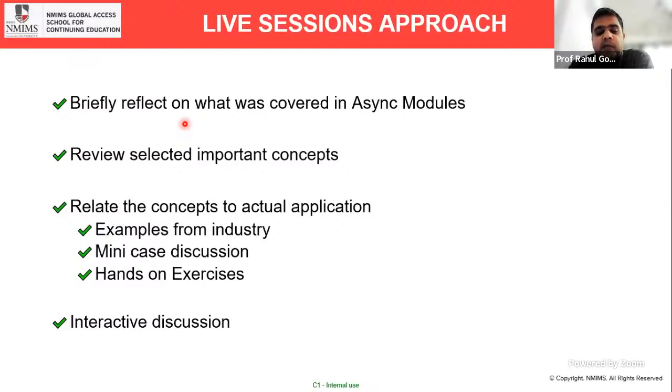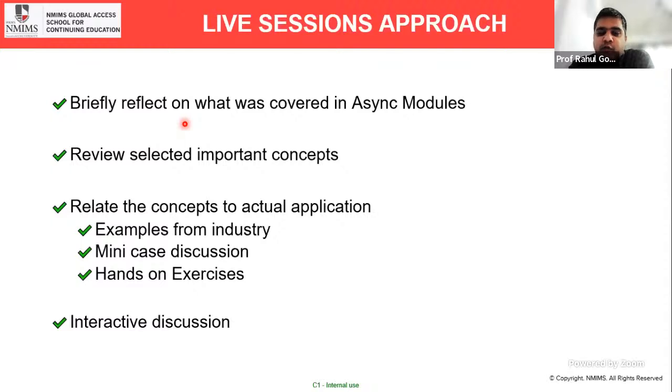And we will try and attempt to do hands-on exercises. And the difference between async and live, the name itself suggests that these are live sessions. So if you have any doubt related to async content, or if you want to discuss any particular topic related to the subject, or whatever content we are discussing in today's class or in the previous classes, if you have examples to share, if you have your own experience, right?